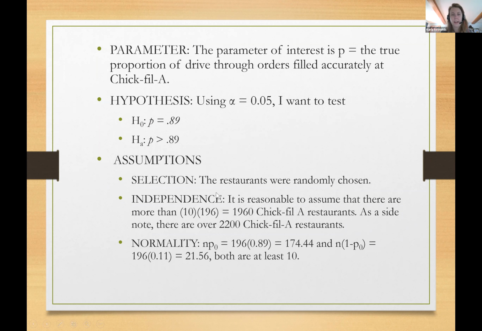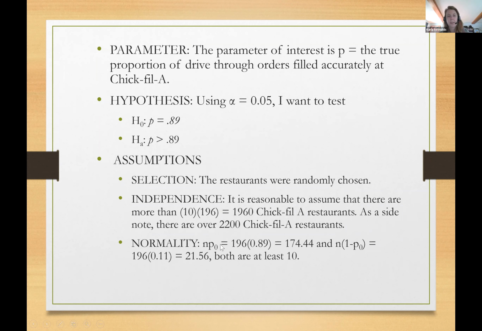Our selection was randomly selected; it was stated in the question. Independence: because we are checking for just Chick-fil-A, it's actually not compared to that 7,000 number. We have to assume more than 1,960 Chick-fil-A restaurants. Apparently, when I Googled, last I checked, there were over 2,200. There's probably a larger number now.